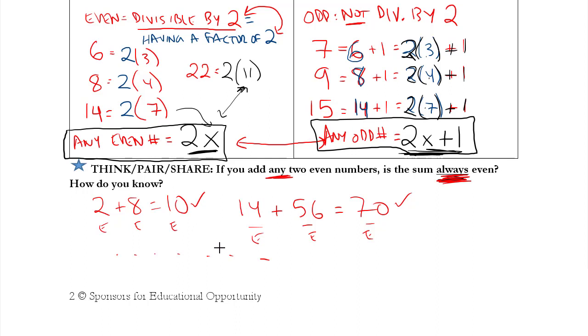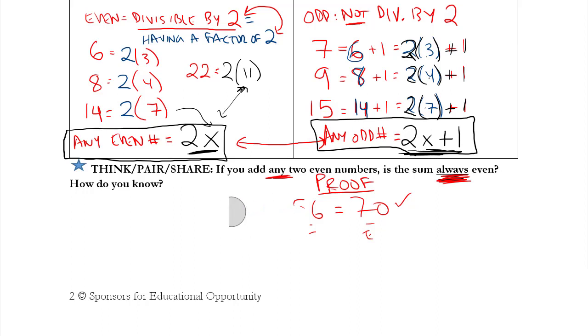Because the only way that we can approach this problem, this is a proof, this is an example of a proof, okay? The only way that we can prove this pattern that when you add two even numbers, you always get an even number is through using our expressions. Okay, so what does this look like? Let's take a look. So here is our proof.